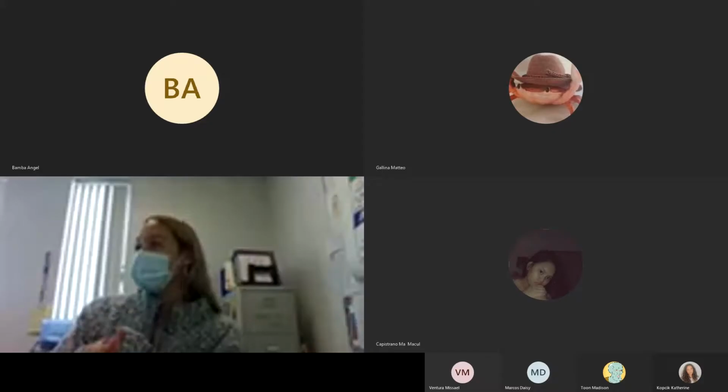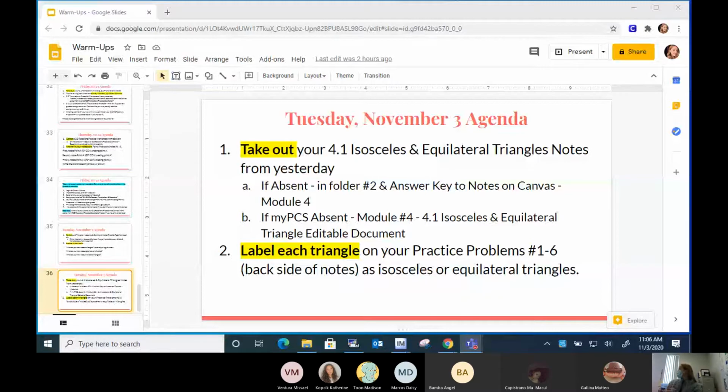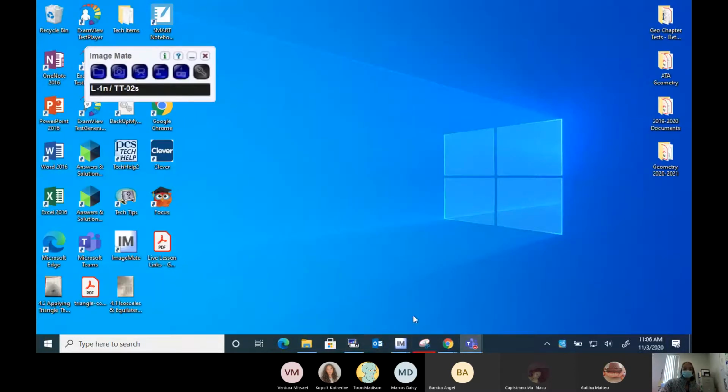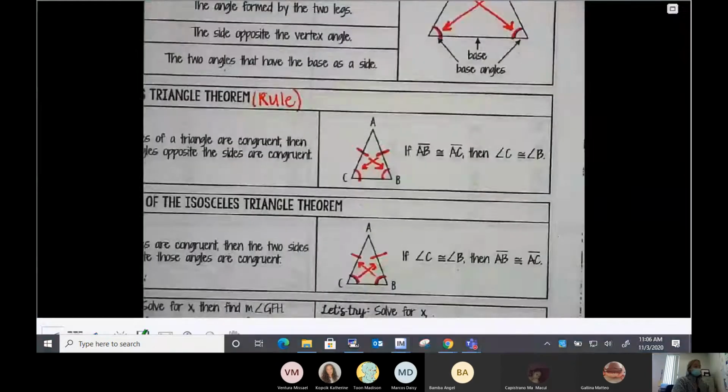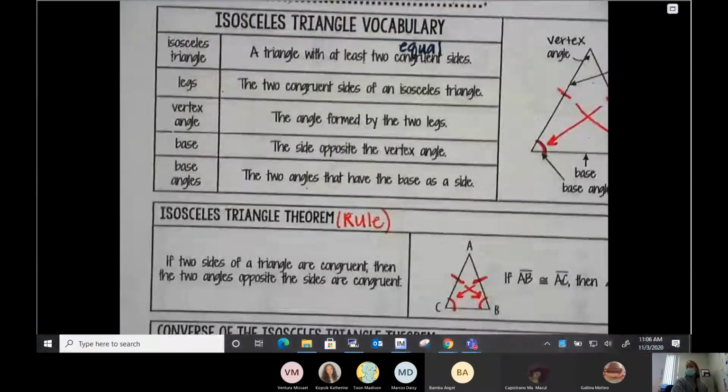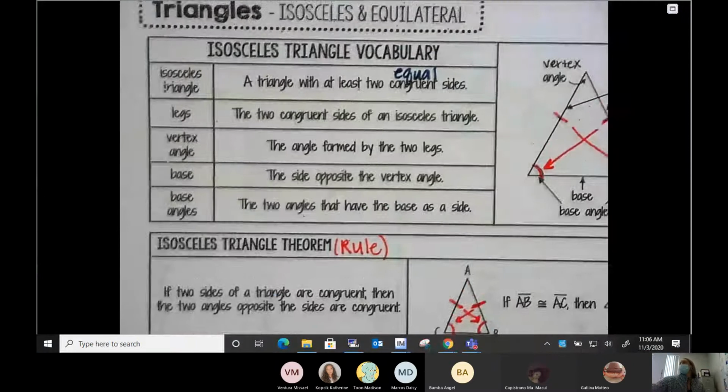We talked about isosceles triangles and we talked about equilateral triangles, right? So those two were the only two types of triangles that we talked about. Now, who can tell me what they know about isosceles triangles?